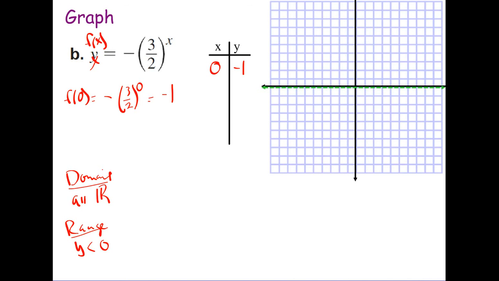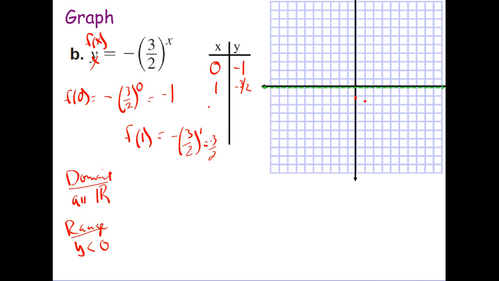Let's go ahead and try plugging in some more values. Let's take a look at f of 1. See where it goes at 1. That's negative 3 halves to the 1, which is negative 3 halves, which is negative 1.5. Let's start graphing these points. We have this point right here, 0 and negative 1, and then we have a point over here at 1 and negative 1.5 right here. Looks like I'm going away from the asymptote. That would be growth in the negative direction.